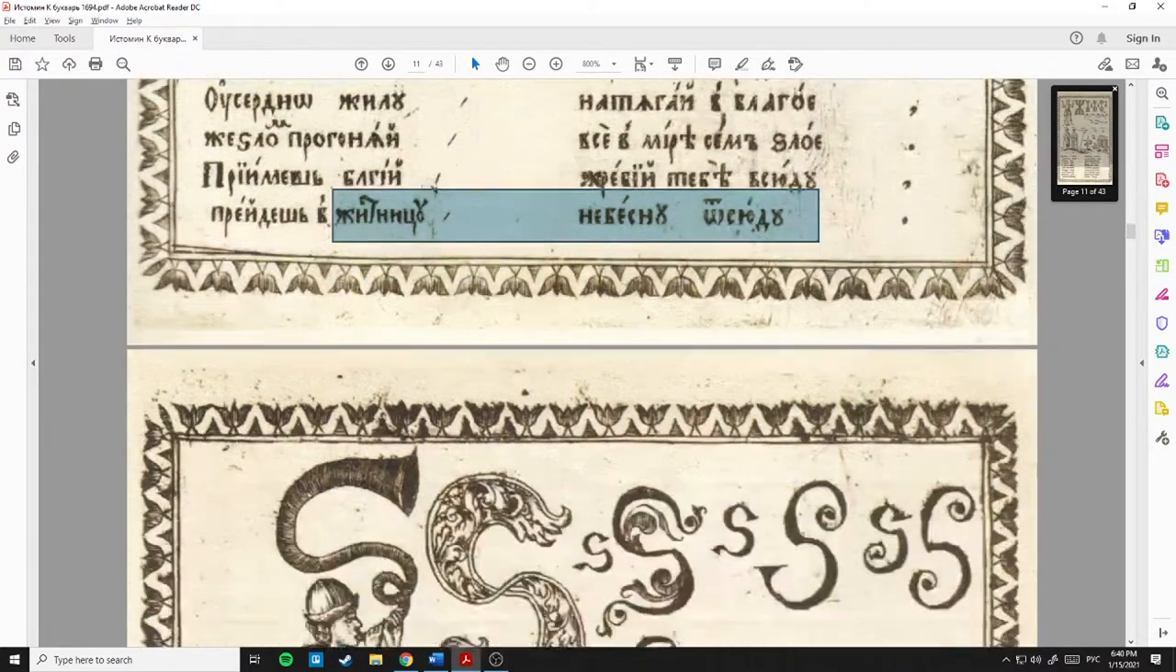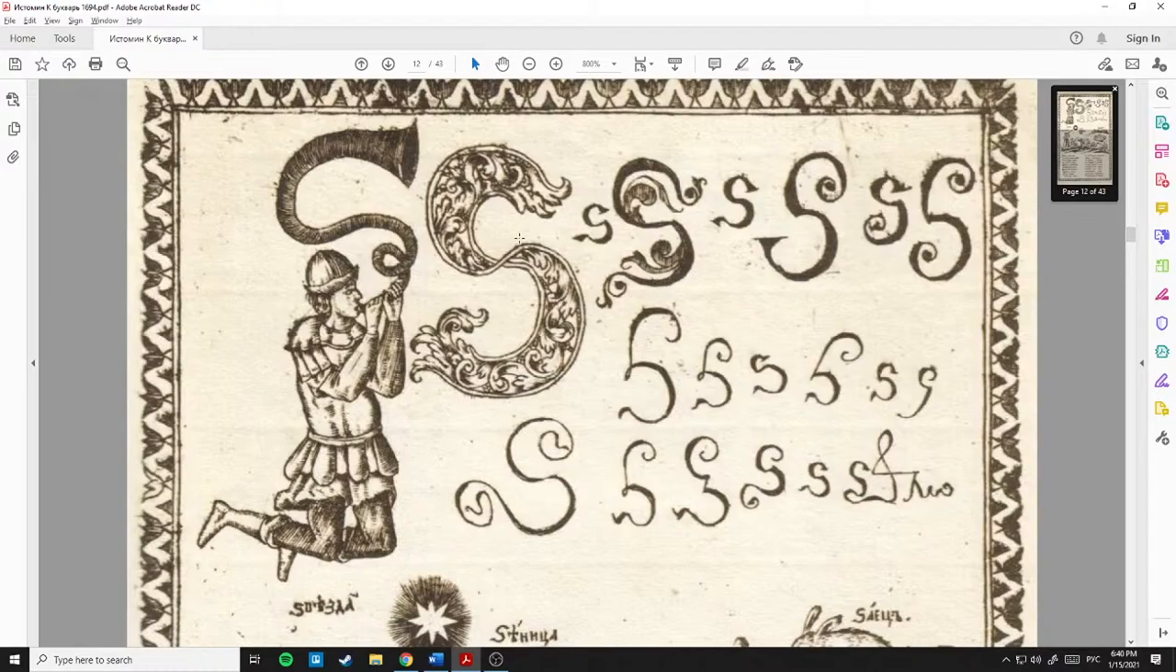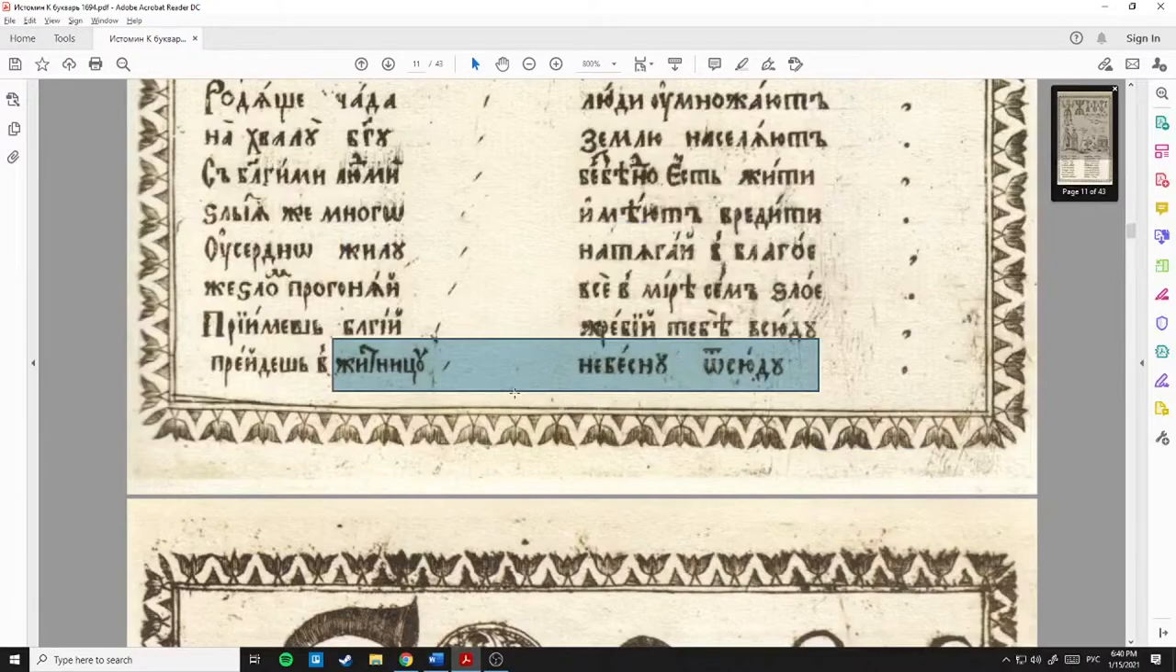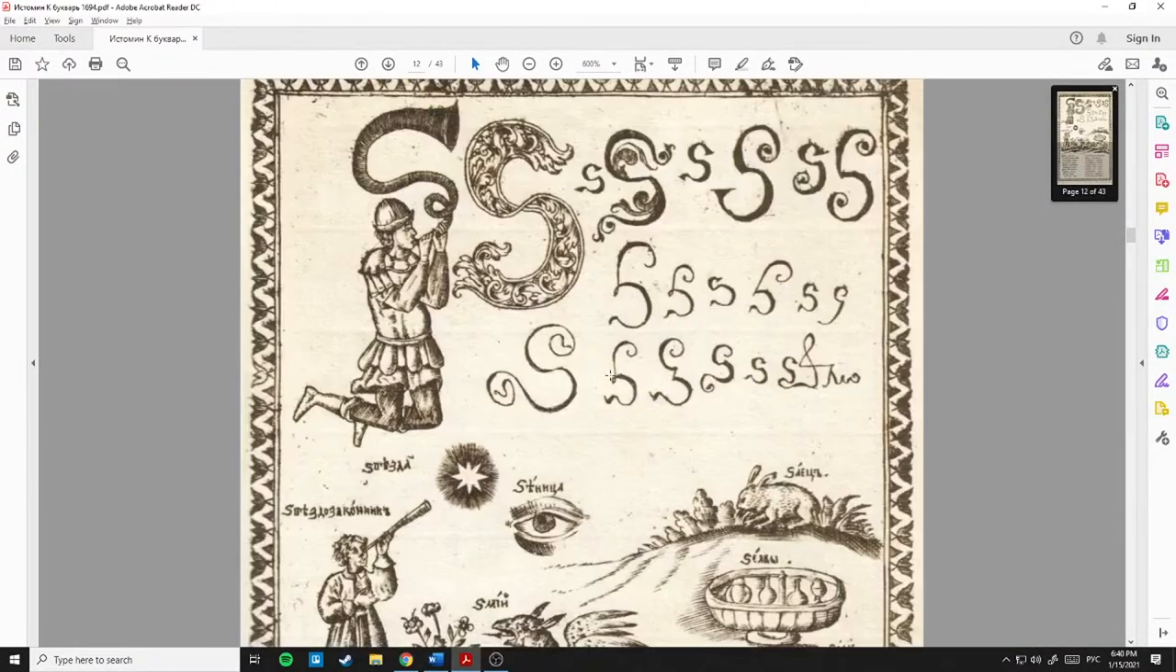Interesting. Next one. This is one of my favorite letters, which got removed in 1708, right? People are the grain of God. That's actually very well put. Exactly. Nice. So this is one of my favorite letters, and this is the letter Z.